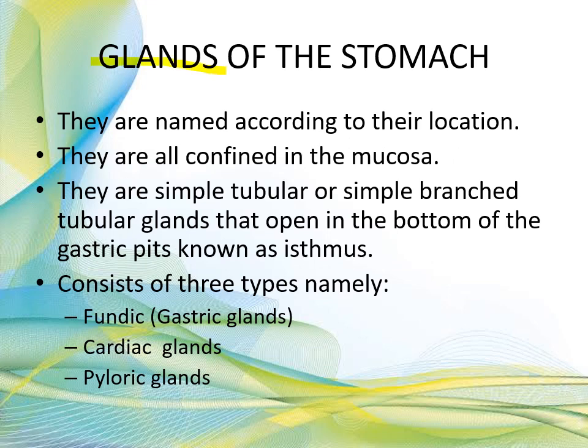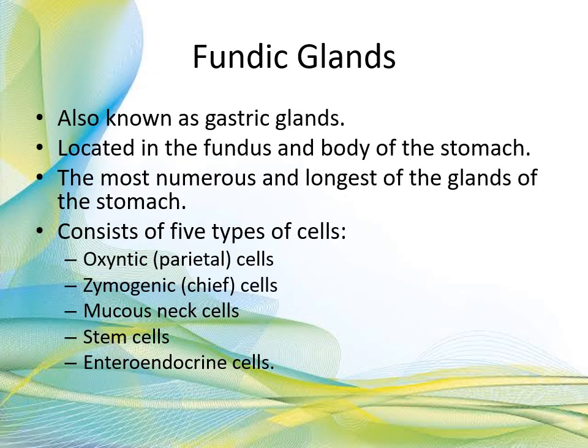So yung glands sa stomach depende sa location. So we have the fundic or the gastric, we have the cardiac, and the pyloric. First, fundic, it is also known as gastric. Saan siya makikita? Fundic sa fundus. Ang fundic glands is the most numerous and longest of the glands sa stomach. So there are 5 cell types. We have the oxyntic or the parietal, zymogenic or the chief cells, mucous neck cells, stem cells, and enteroendocrine cells.